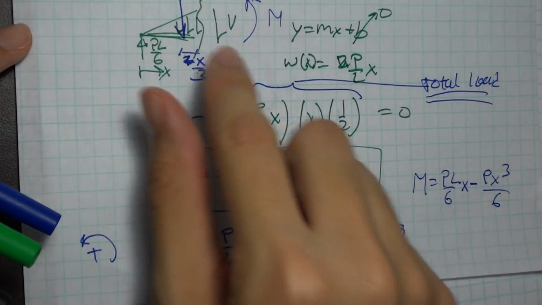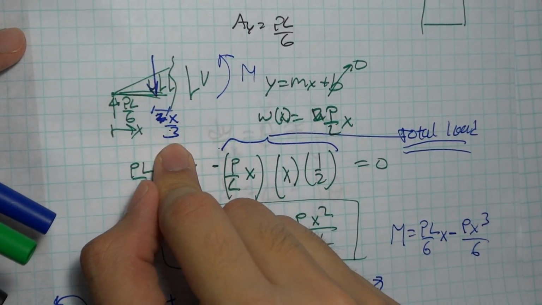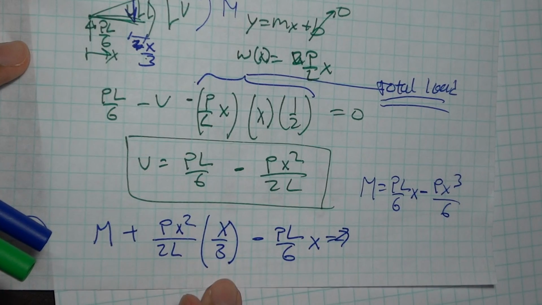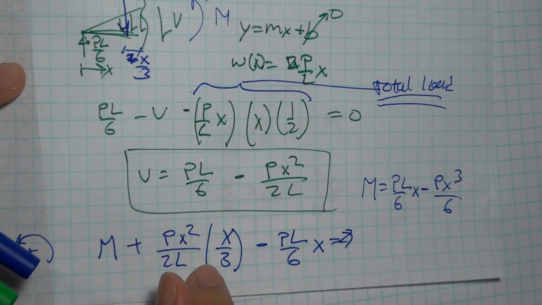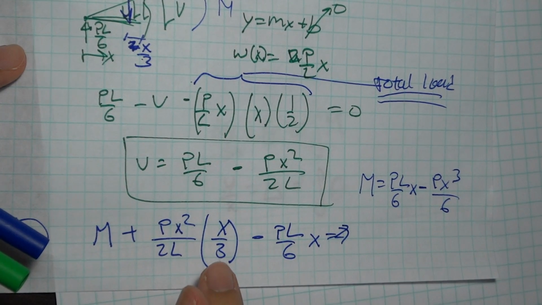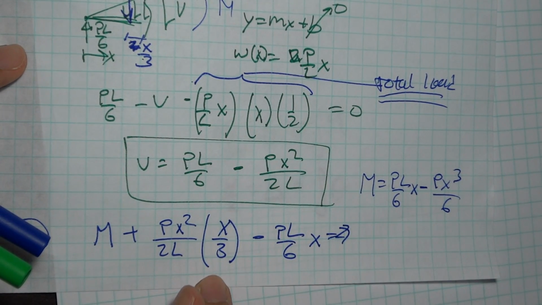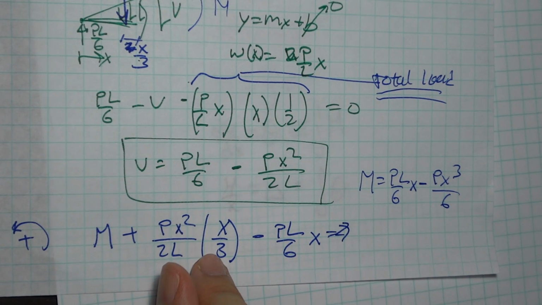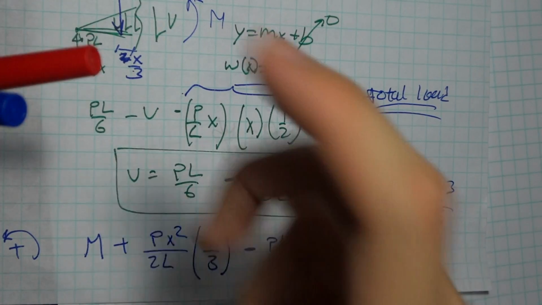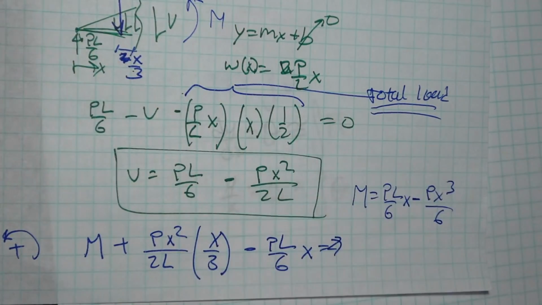Oh yes, before I forget, this is not 2x over 3. This is the distance to your cut. You're always making your cut, you're measuring your moments from the base, and the distance from the base is x over 3. There were some people who did 2x over 3, and I didn't deduct points from that, but it's important that you keep that in mind. Anyway, let us know if you have any questions.